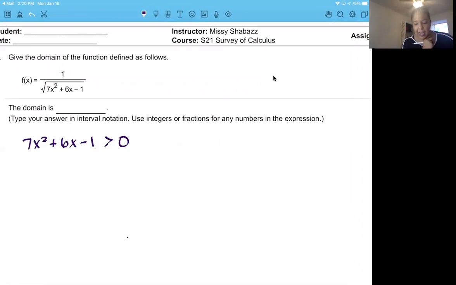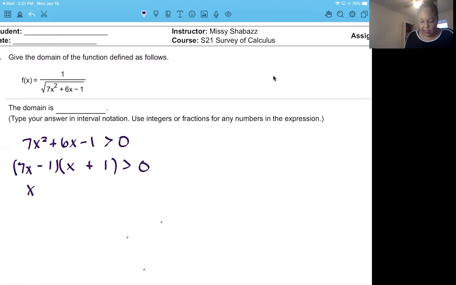All right, I am going to factor. I have a 7x and an x. They have to multiply to be 1. I want the one that's multiplying by the 7x to be positive because I have the middle term to be 6x. Okay, so I have x equals 1/7 and x equals -1. So I'm going to put those two numbers on my number line, -1 and 1/7.